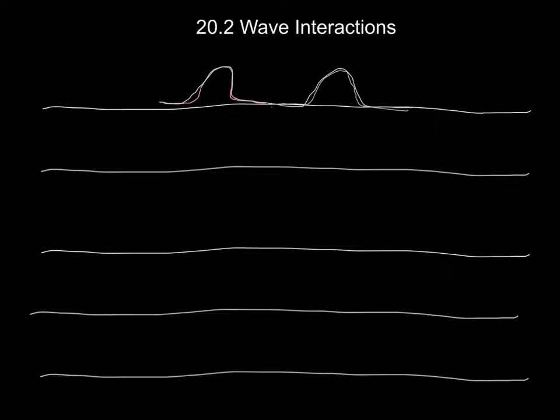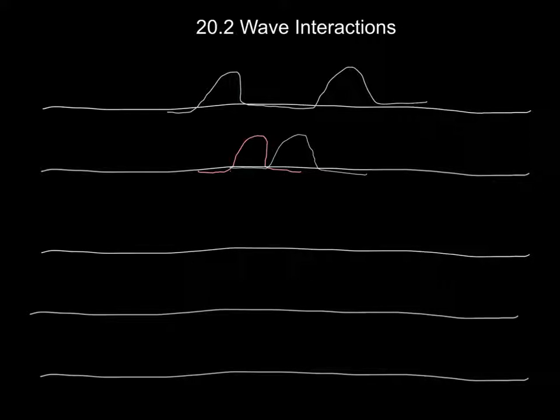Let's move down to a few seconds later after they get a little bit closer. At this point here, the waves have not touched each other yet. They're just right next to each other. So the total sum of the waves is going to be just these two waves right next to each other. So I'm drawing that right there.